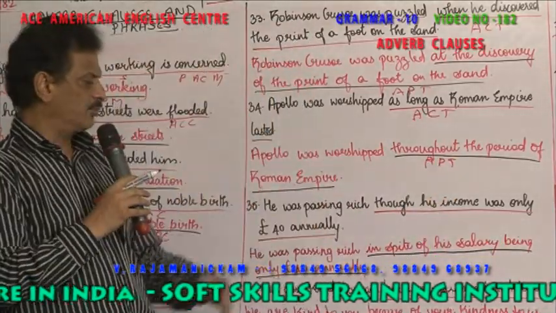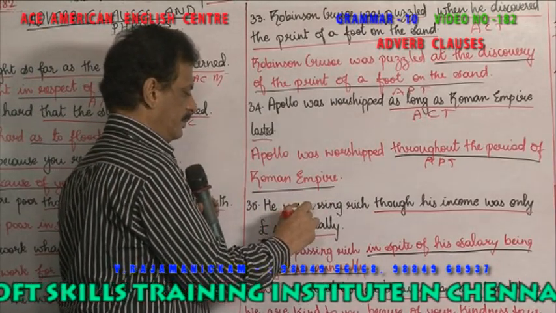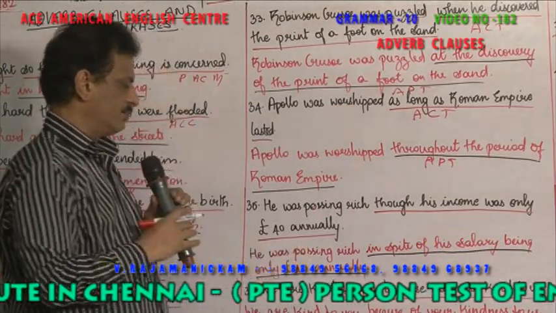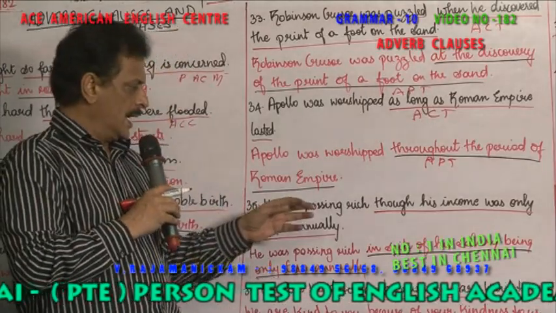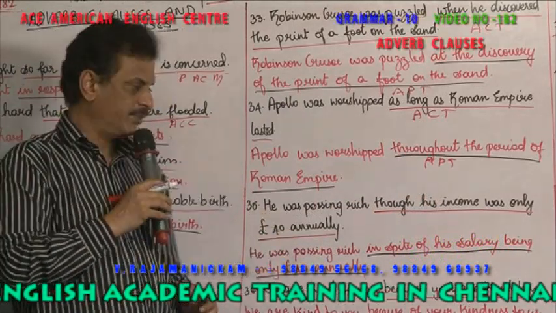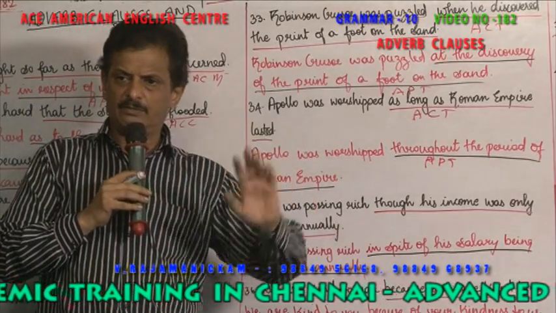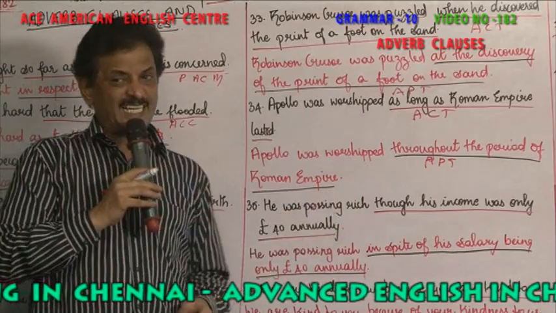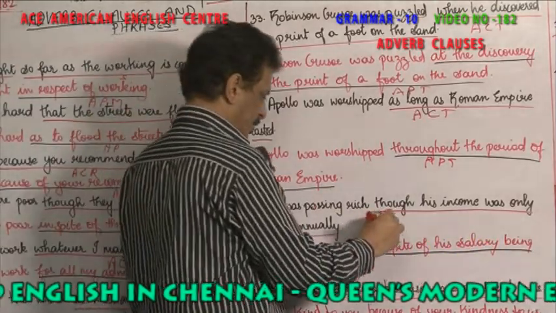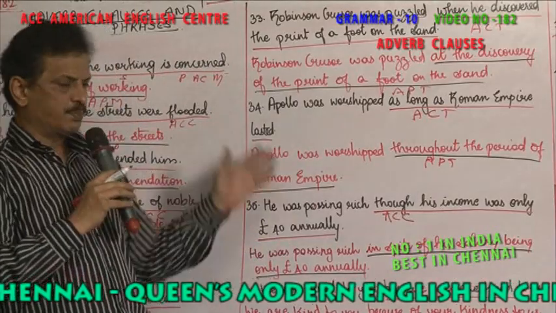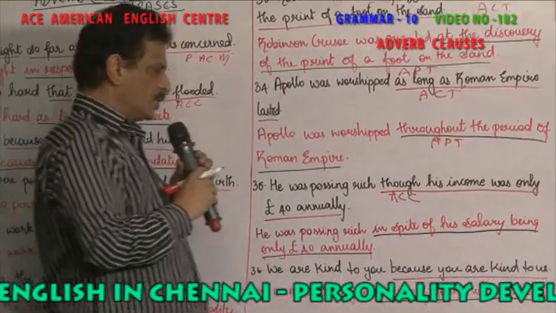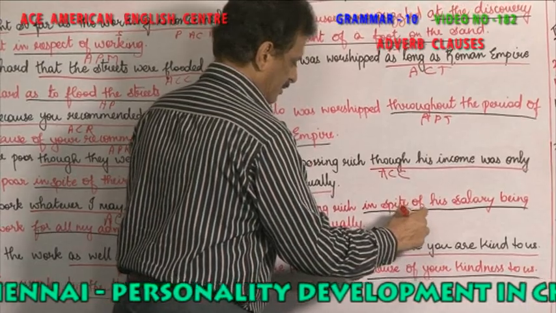Next is, he was posing rich. What do you mean by posing rich? He was acting as if rich. He was posing, acting, he was rich, though his income was only £40 annually. It is a full sentence. What is the concession? Though his income was only £40 annually. So this becomes an adverbial clause of concession. You have to change it into a phrase: he was posing rich in spite of his salary being only 40 pounds annually. So it becomes an adverbial phrase of concession.